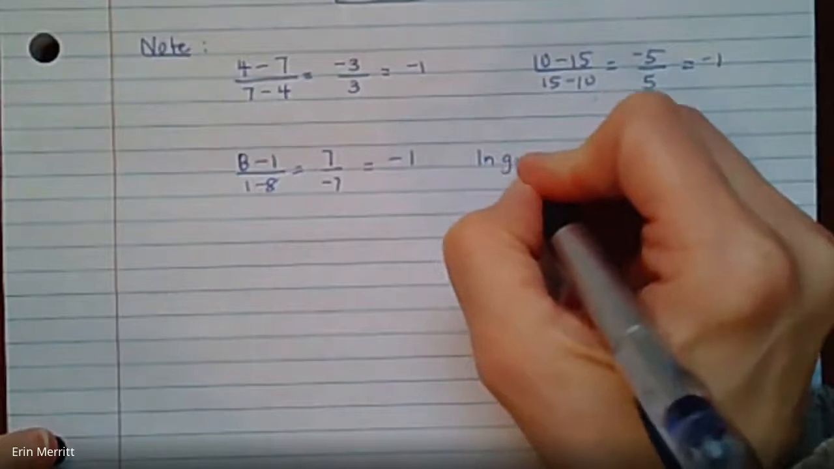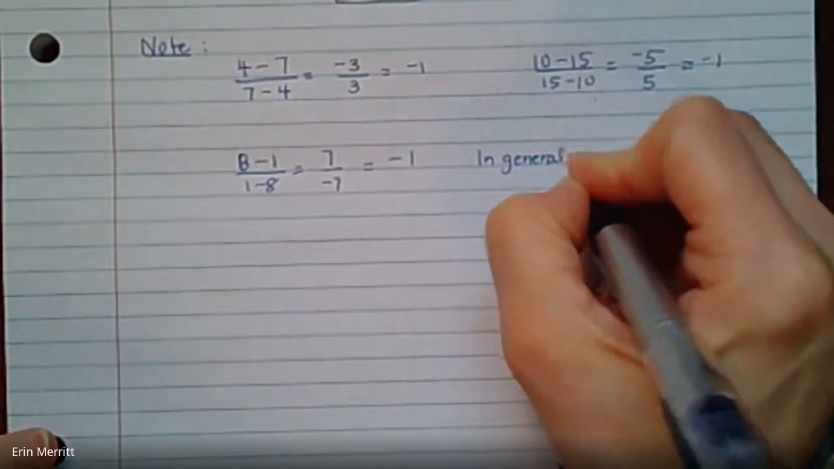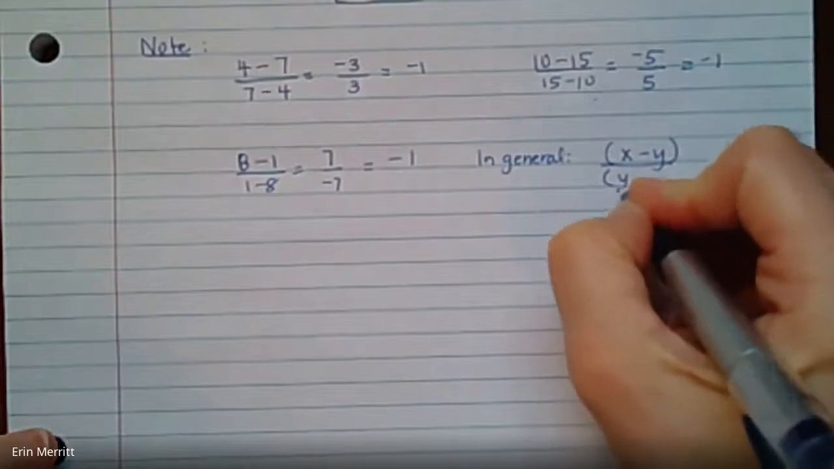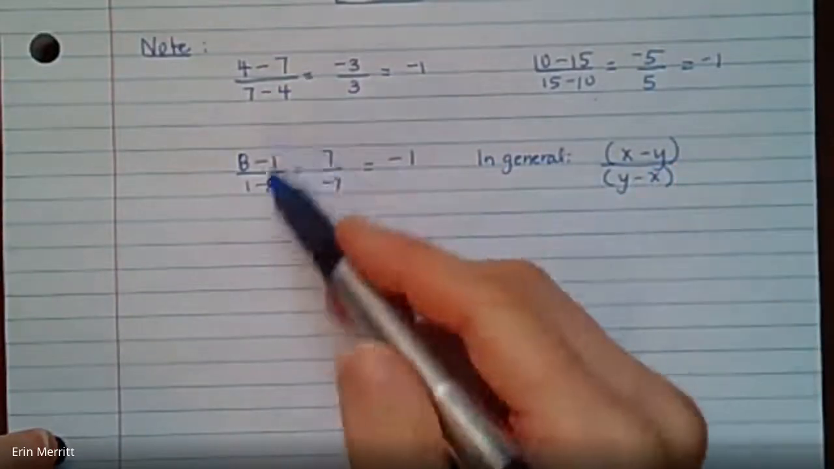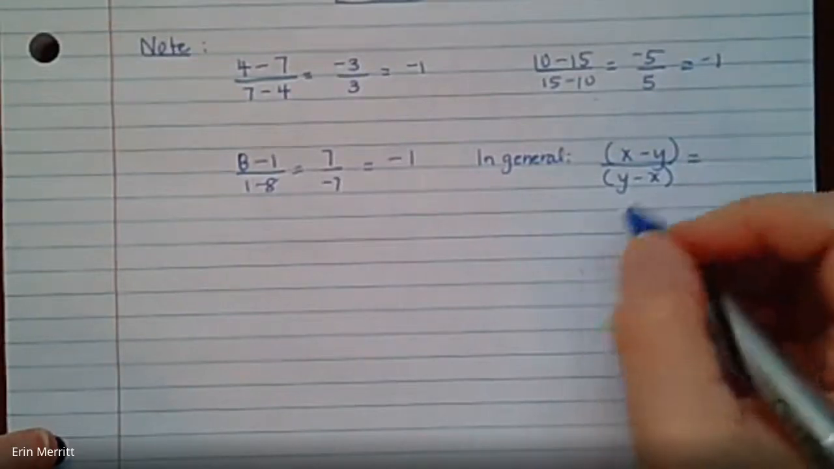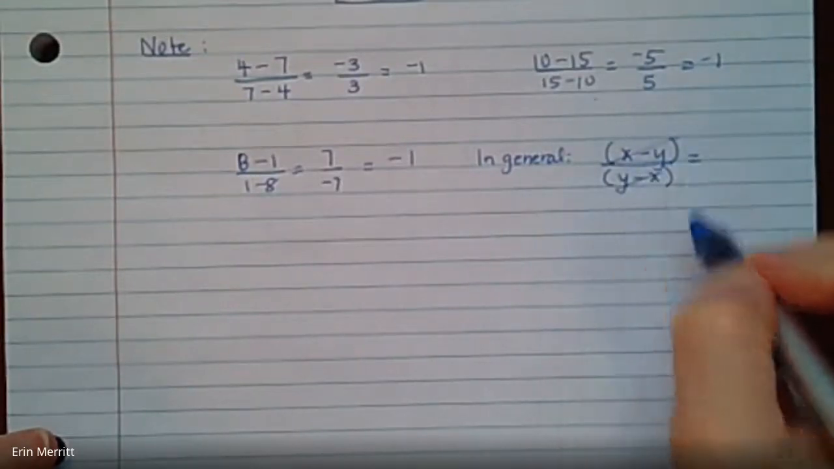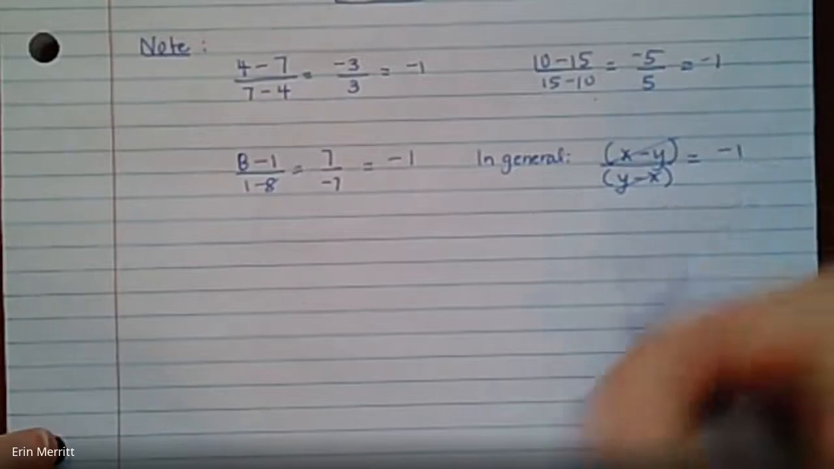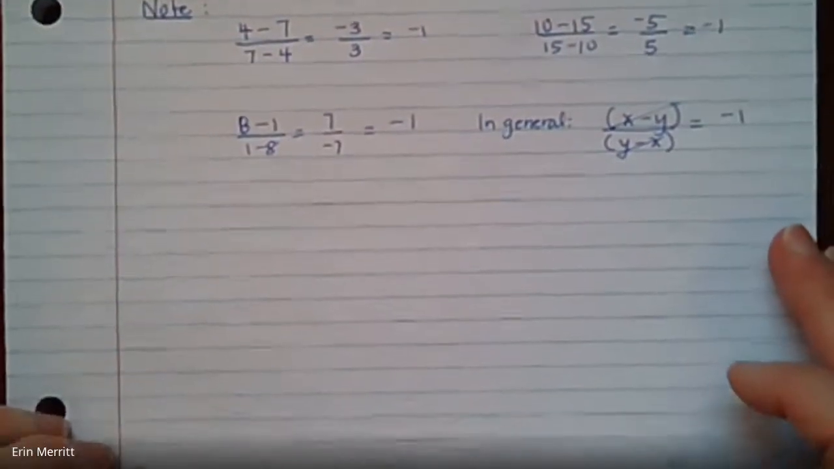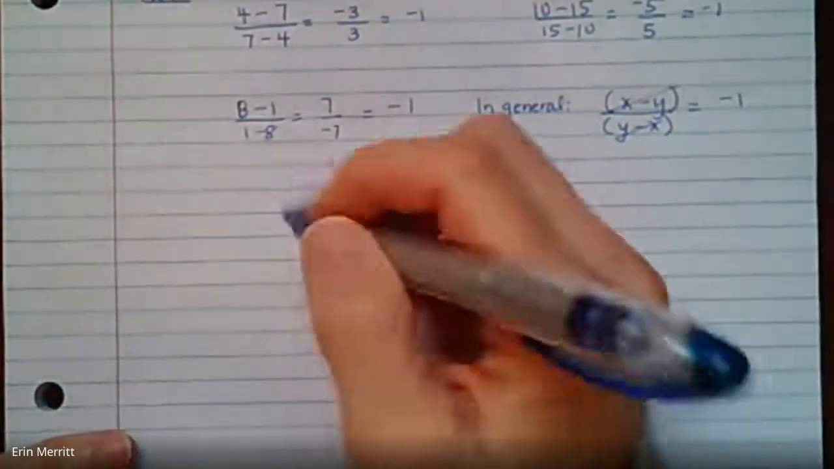because in general, if I have something like x minus y divided by y minus x, based on everything we've just seen right here, those two can cancel out. And what we'll be left with is -1. That is going to help us simplify down some of these expressions that wouldn't otherwise look like they could be simplified. All right. So let's try it.